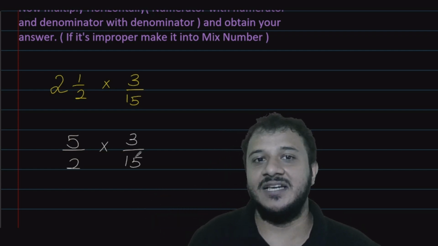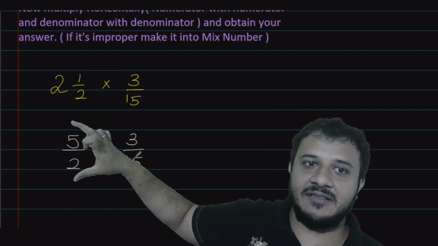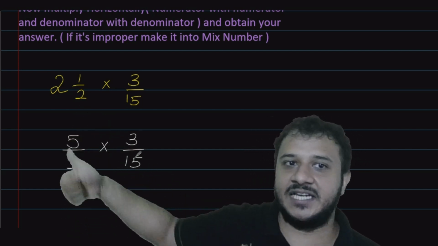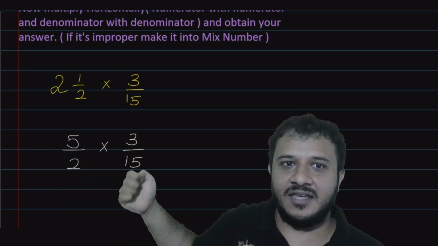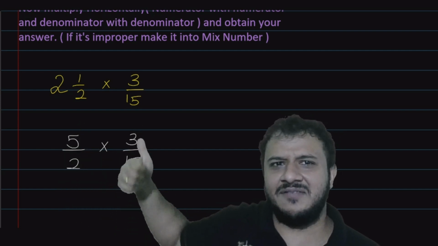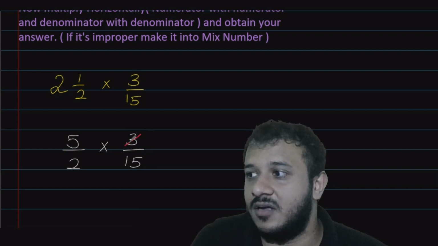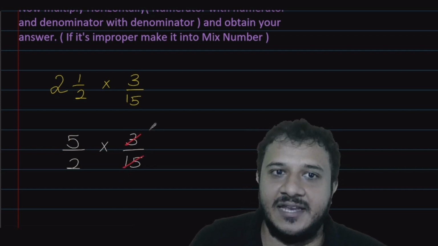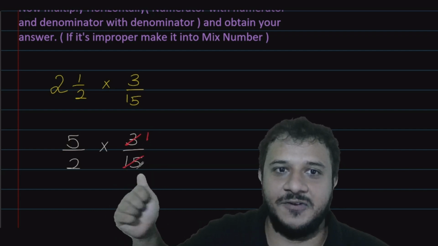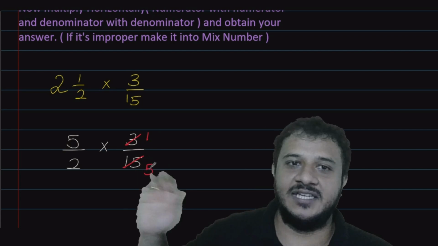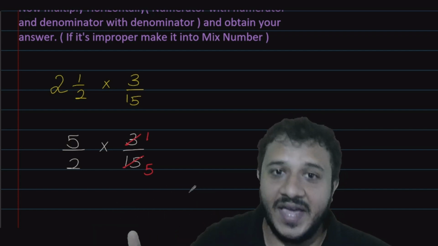My second step is what? Try to simplify vertically as well as diagonally. Vertically means up and down here. Can I simplify 5 and 2? Nothing there. What about this 3 and 15? Both can get divided by 3. 3 divided by 3 is a 1, 15 divided by 3 is a 5. So 1/5. Can I simplify those 1 and 5 anymore? No more.